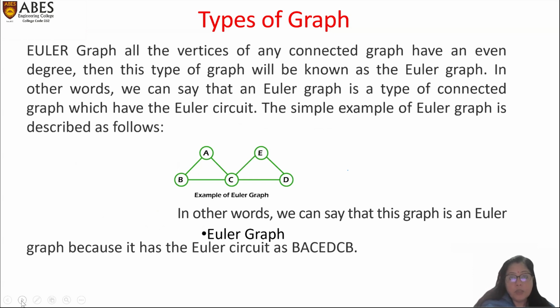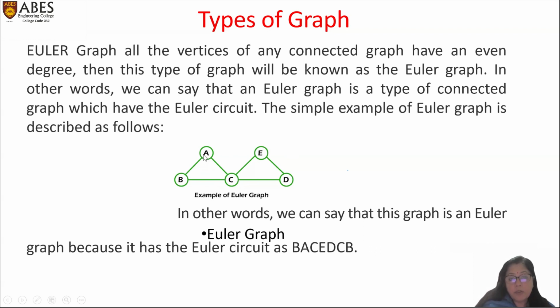Now we come to what an Euler graph is. In an Euler graph, all the vertices of a connected graph have an even degree. Then this type of graph is known as an Euler graph. In other words, it is a connected graph which has an Euler circuit. That is, in an Euler graph, vertices can be repeated, but edges are not repeated. For example, the given graph is an Euler graph in which an Euler circuit is created.